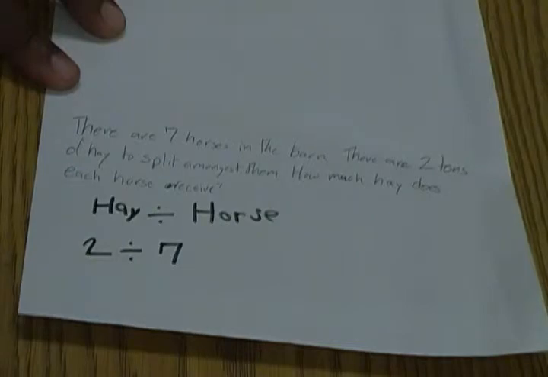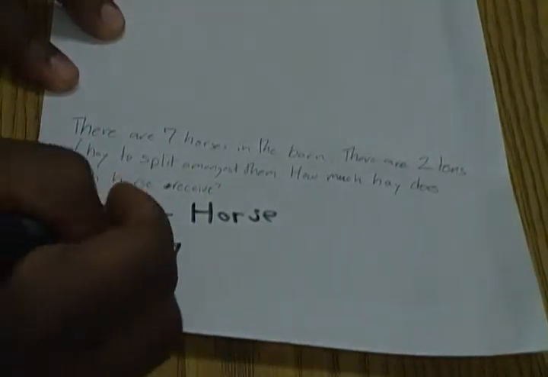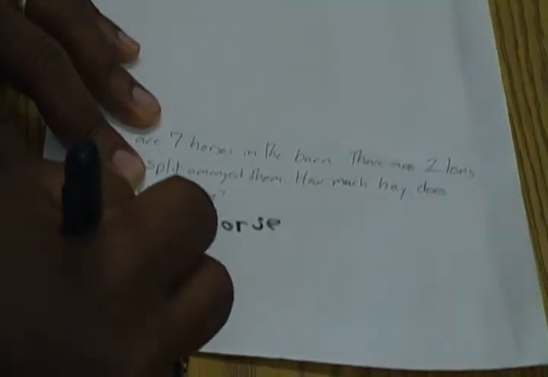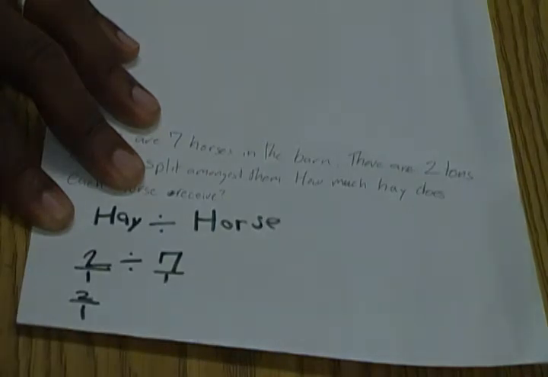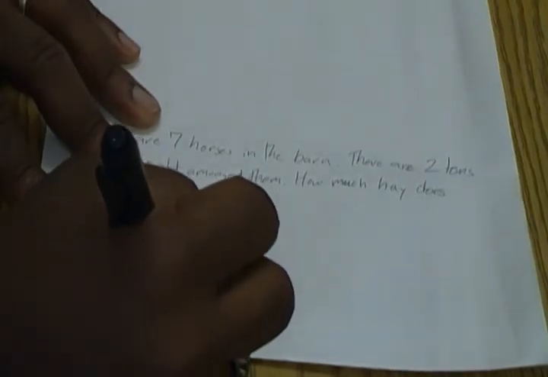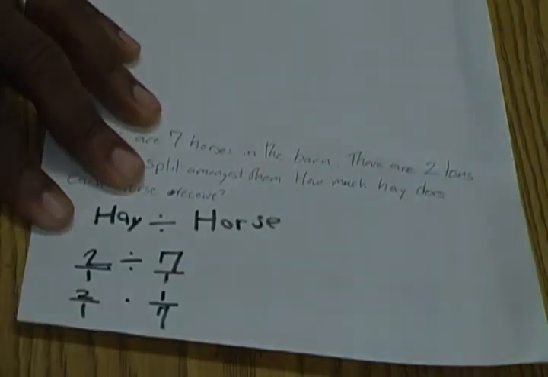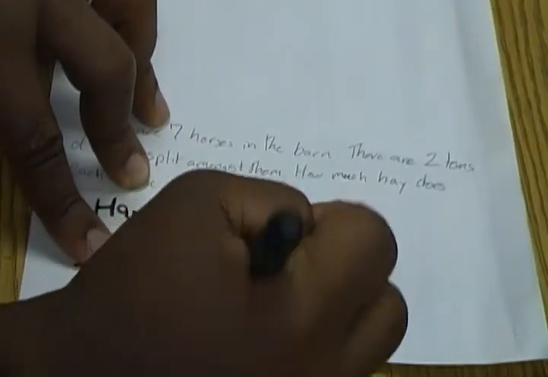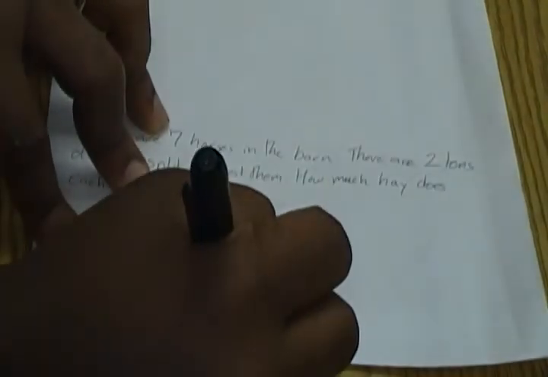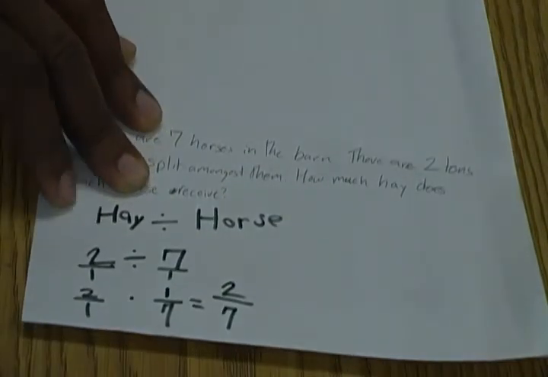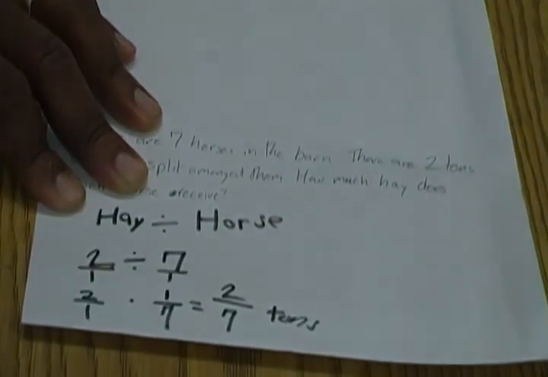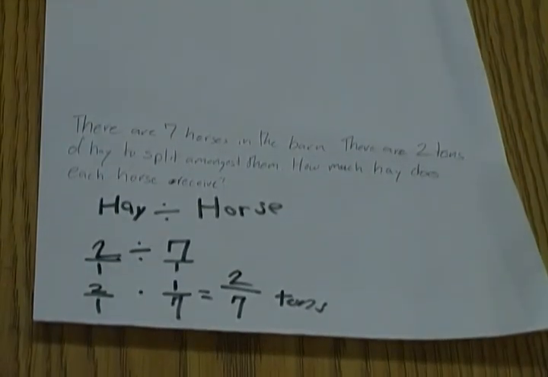Alright, same thing, keep, change, flip. Remember, if you ever see a whole number, we just write the whole number always over 1. So we keep 2/1. We change the division sign to multiplication. And we flip 7/1 to 1/7. Now we have 2 times 1, which is 2. We have 1 times 7, which is 7. And remember, our hay came in tons, so our unit is tons. So each horse gets 2/7 of a ton. All right. Hope this helps out.